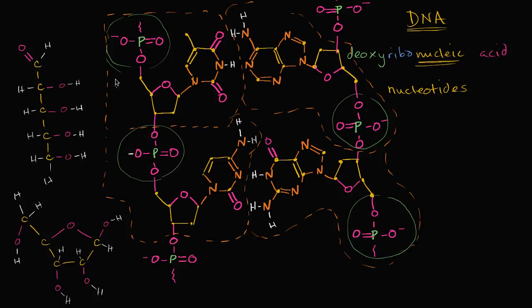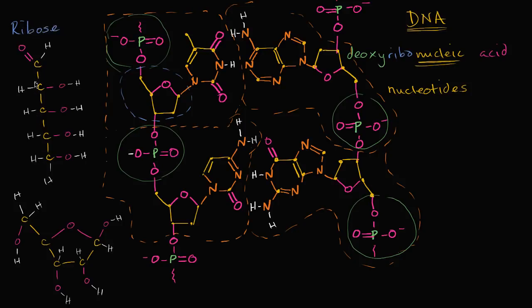So each of these nucleotides, they have a phosphate group. Now the next thing you might notice is this group right over here. It is a cycle, it is a ring, and it looks an awful lot like a sugar, and that's because it is a sugar. So this sugar is based on a 5-carbon sugar. What I have depicted here, this sugar right over here, is ribose.